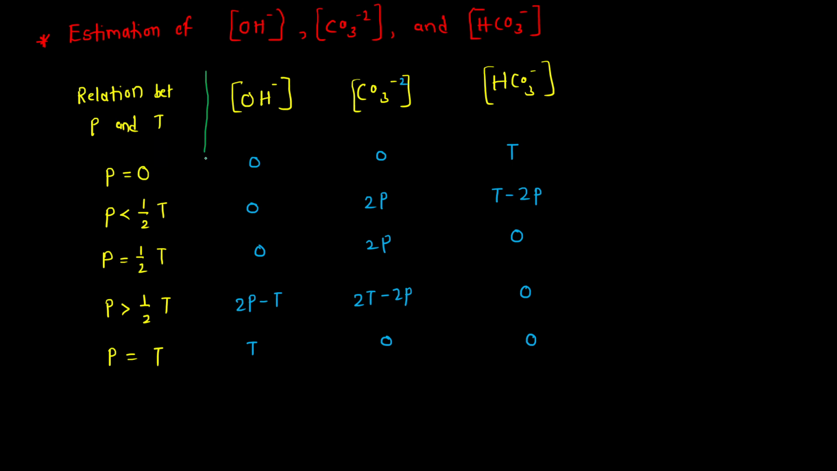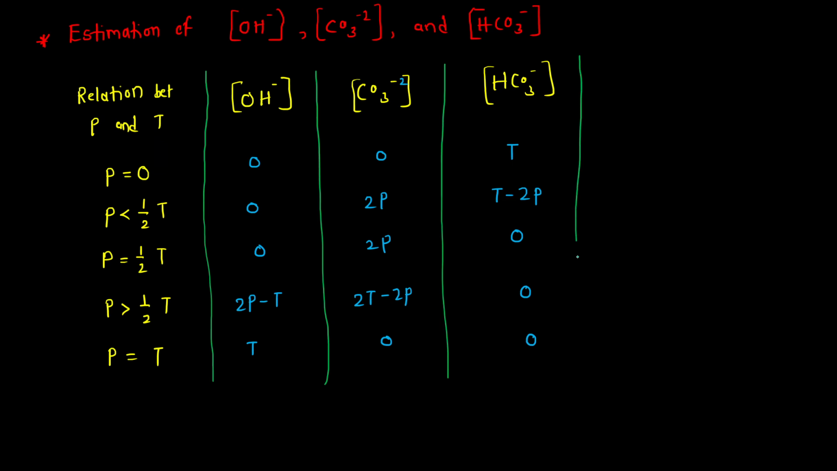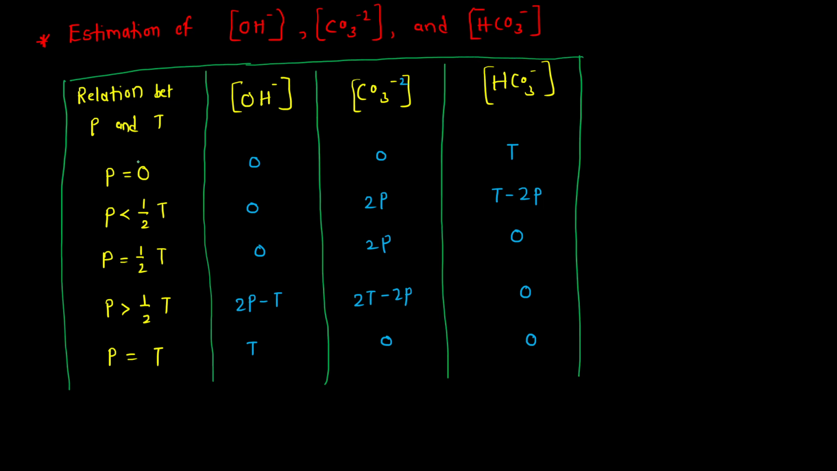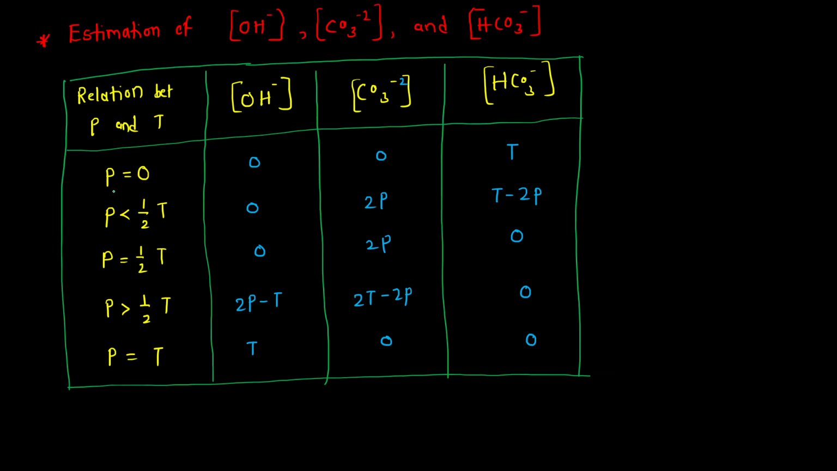So this is the table for estimation of hydroxyl ions, bicarbonate ions and carbonate ions. So first what we will do, we'll carry out the titration process. We'll find out the value of P, we'll find out the value of T. Then by looking at these values, we will see which of the relations we are getting.